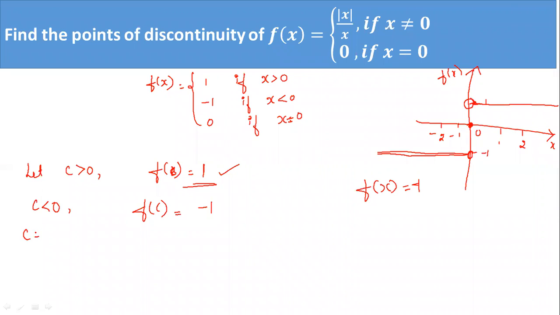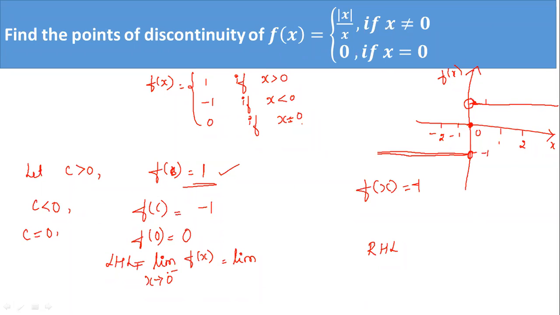Now c equal to 0. What is f of 0, students? It is 0. So now you have to find the LHL and the RHL at x equal to 0. The LHL is the limit of f of x as x tends to 0 from the left.